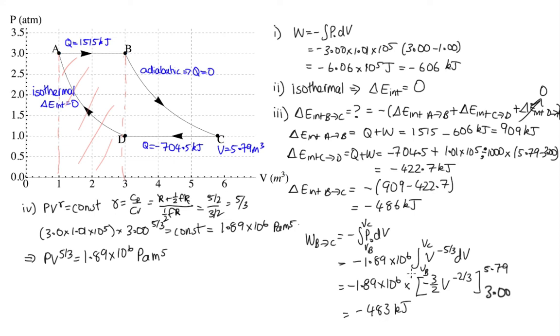So 483 is pretty much the same as 486, just with the number of significant figures we've kept everywhere, there will be that very, very small discrepancy there. So now we can be happy because we've calculated this 2 ways and both our ways agree, suggesting that we've solved this correctly.